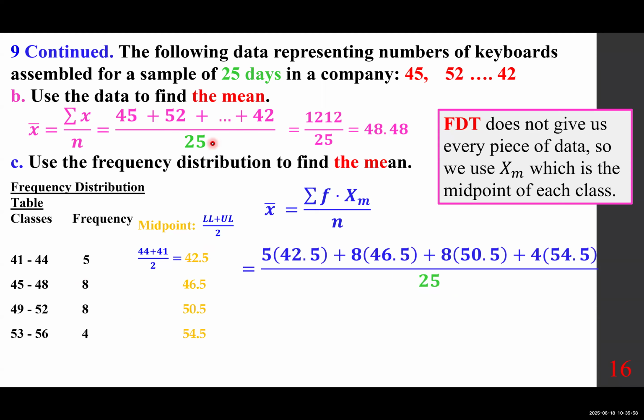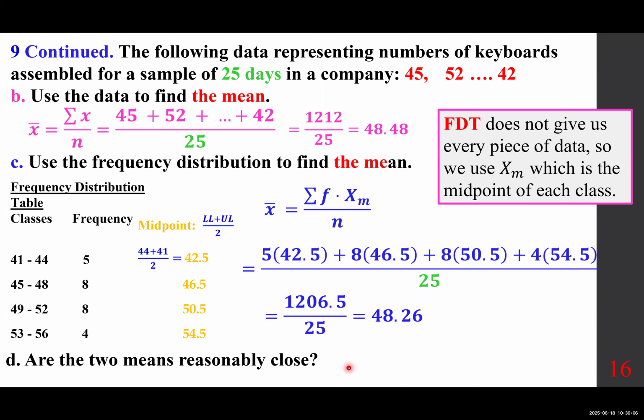You do the math, you end up with 48.25. Are the two means reasonably close? Of course they are. Take a look. Here's the mean, precisely 48.48. And here's the mean that we calculated using the FDT, frequency distribution table. They are reasonably close.